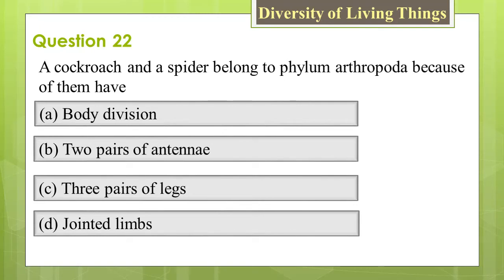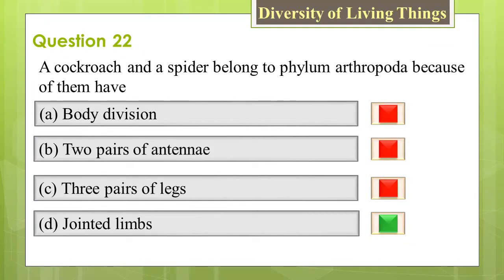Question 22. A cockroach and a spider belong to phylum Arthropoda because of them having A. Body division. B. 2 pairs of antennae. C. 3 pairs of legs. D. Jointed limbs. Which of the following is the correct alternative? The correct alternative is D. Jointed limbs.